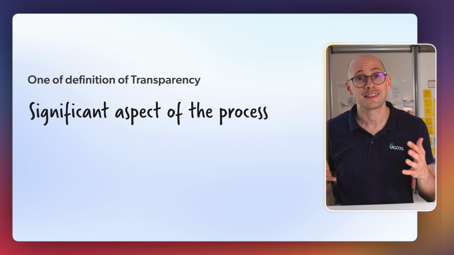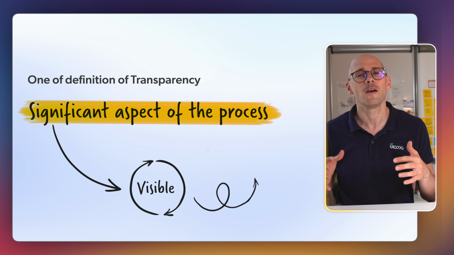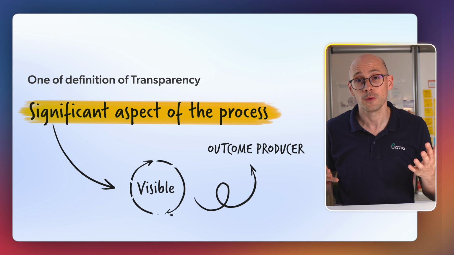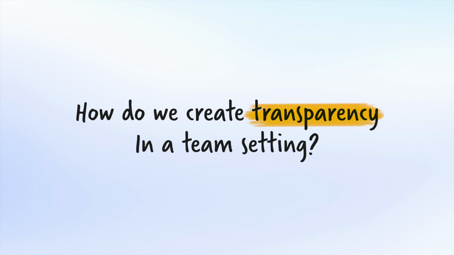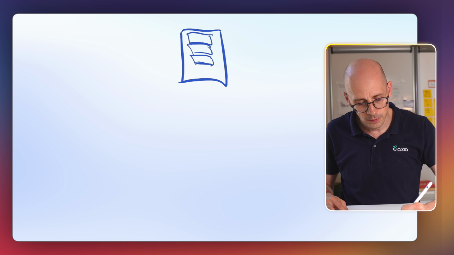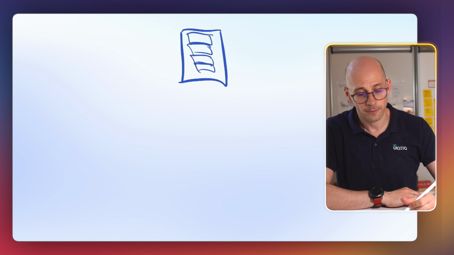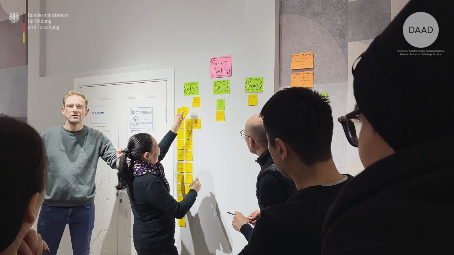One of the definitions of transparency is that significant aspects of the process must be visible to those who produce the outcome. So how do we create transparency in a team setting? One cool way to do this is what you see here in the back. It's a backlog, and we want to have a team backlog with small pieces of projects, tasks, and features we as a team have to develop.